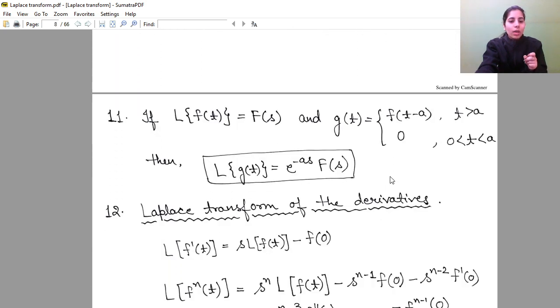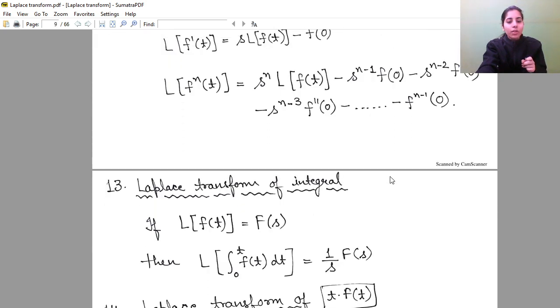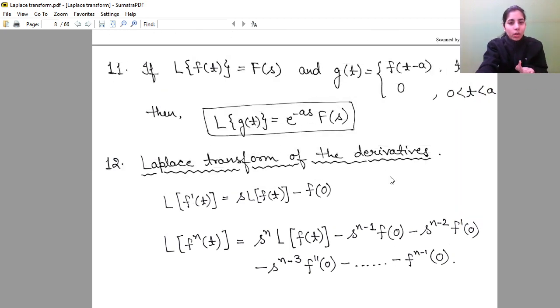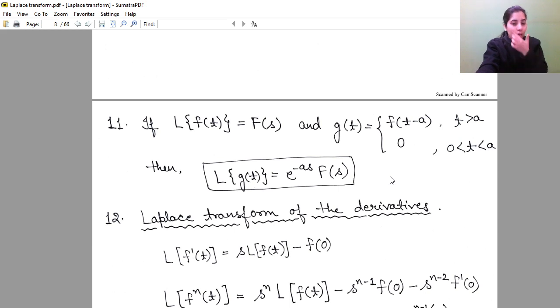Clear? Now, guys, I'm just going to show you the shifting for that periodic function initially. But before that, also let me show you the different situations. Have a look at this. If you already know the Laplace transform of f(t) or f(x), which is equal to F(s). Clear?